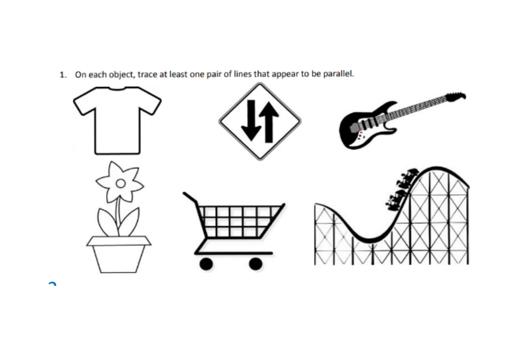Let's take a look at our first example here. Example number 1 says, on each object, trace at least one pair of parallel lines. So let's look at the t-shirt. We know that parallel lines mean the lines that are coplanar, they'll never intersect. So if we look at this t-shirt, what lines are we thinking? It's most likely these two lines, because on this t-shirt, they will never cross.